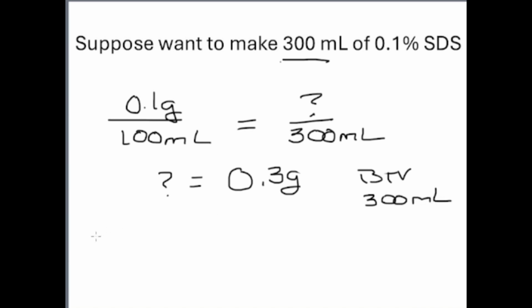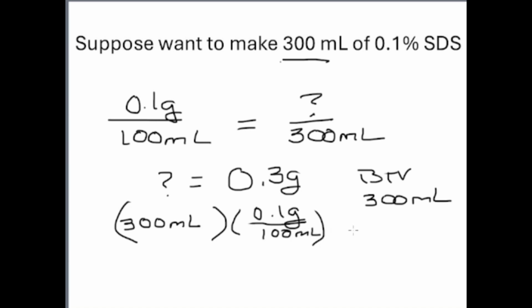Now in another class you might have seen this written as a sort of shorthand. So it would be perfectly fine to solve this by saying 300 mils times 0.1 grams per 100 mils. And you're going to get the same answer, which would be 0.3 grams. So that's how much you would weigh out.